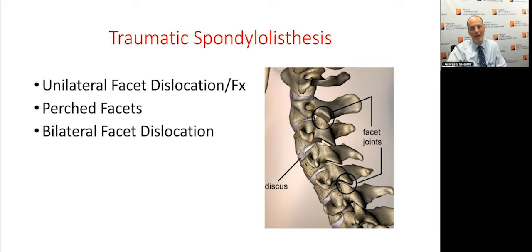So when I talk about traumatic spondylosis, we really break it down into 3 different ones when it comes to dislocation of the facet joints. There can be a unilateral facet joint dislocation. There can be perched facets or bilateral facet dislocation. And I'll show a couple of pictures to follow.